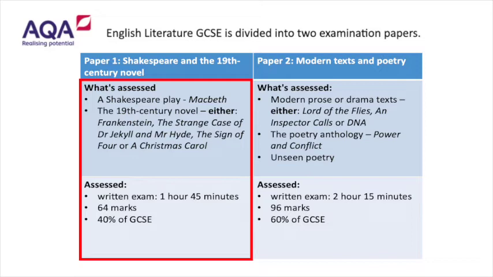English literature is a separate GCSE but must be taken alongside the English GCSE. This exam is split into two papers, but unlike the English language GCSE, these papers are not equally weighted.